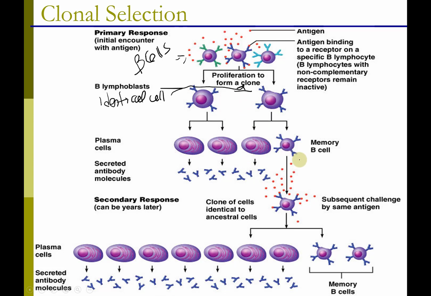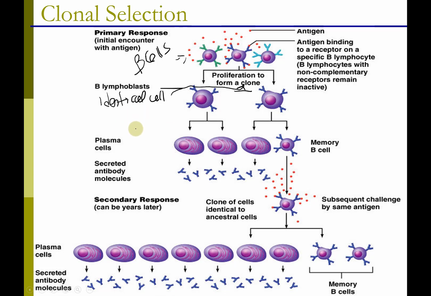The memory cell is going to stay in your body for a long time, maybe your entire life. So the first time you're exposed to a pathogen, the primary response, the B cell that targets that antigen on that pathogen makes clones, which make plasma cells, which make antibodies. And the antibodies are going to fight off that pathogen. Now keep in mind that T cells are also targeting this particular pathogen, as well as the non-specific defense.